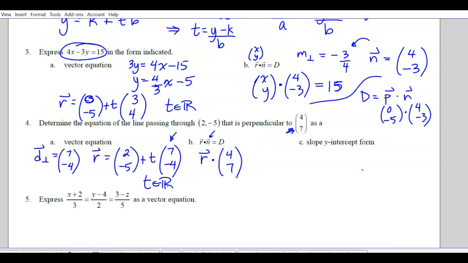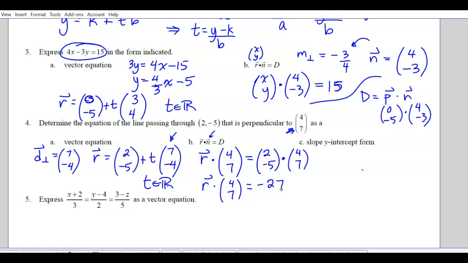And then, as I mentioned in the last question, to get that d, we just take any position vector, in this case (2, -5), and then take the dot product with that normal vector. So that's going to be 8 minus 35, which is negative 27.